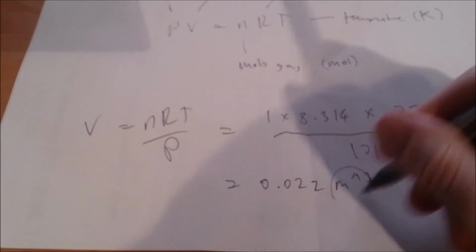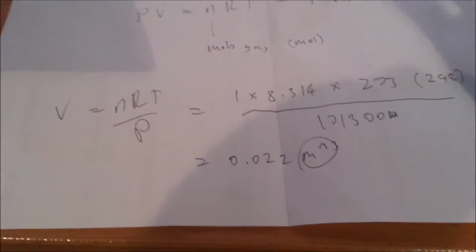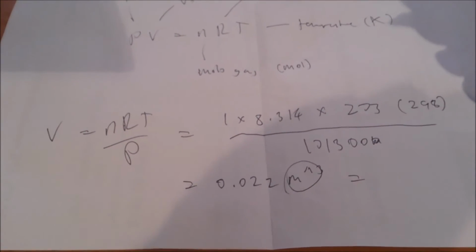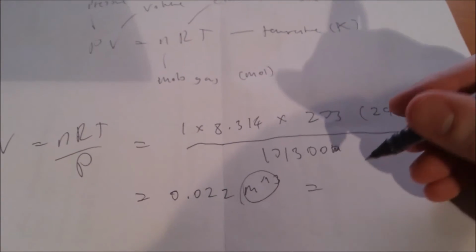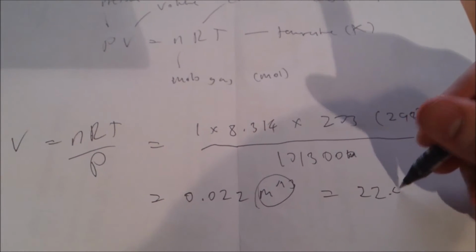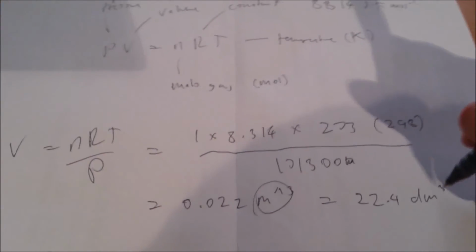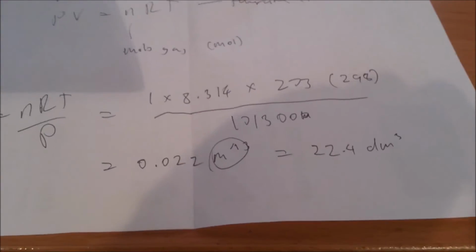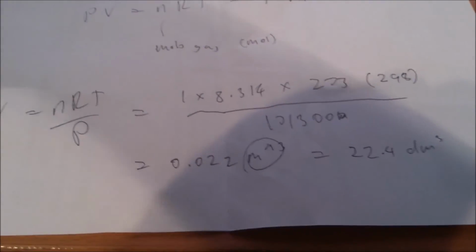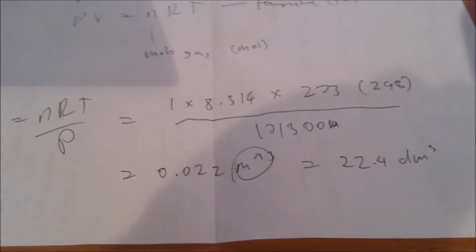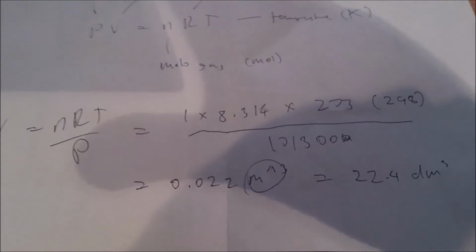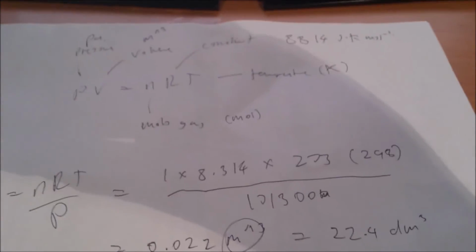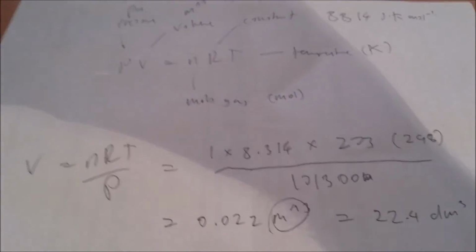That's in meters cubed, not litres. Therefore a mole of gas takes up around about 22.4 decimeters cubed, which is litres. So at standard temperature and pressure, a mole of gas, this is any gas, the ideal gas law applies to all gases no matter how heavy they are.